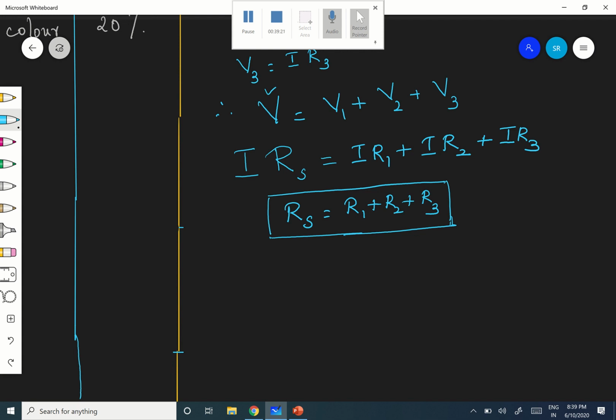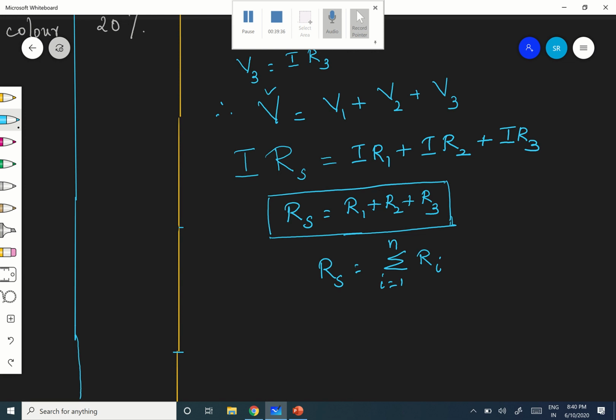If there are n number of resistors, what is R_S? R_S is equal to the sum over n resistors. This was for 3 resistors; for n resistors, R_S equals the sum from i equals 1 to n of R_i. That's it. Are you following?